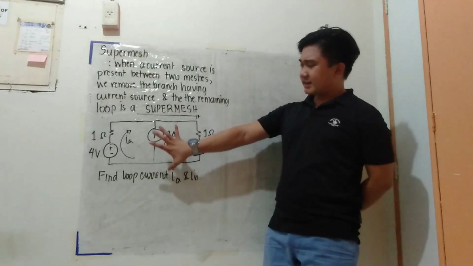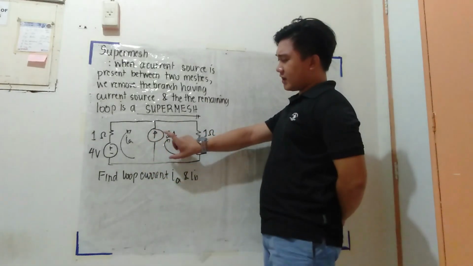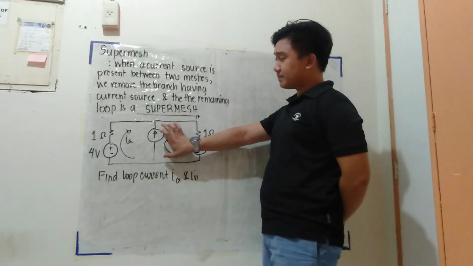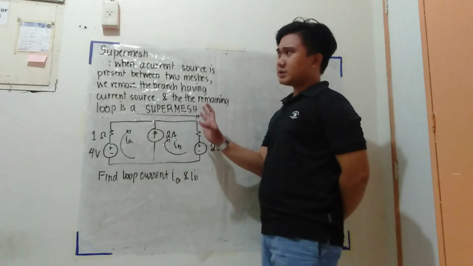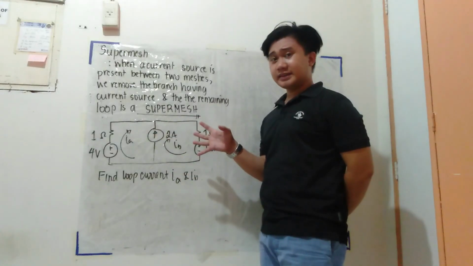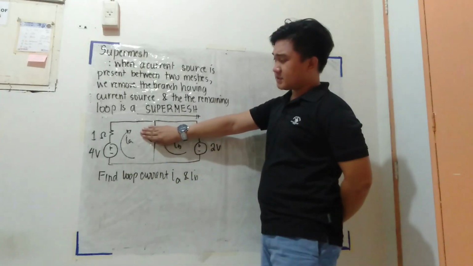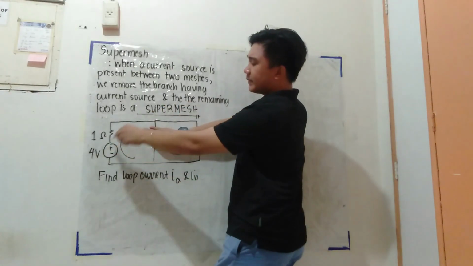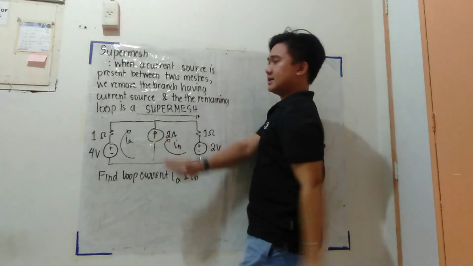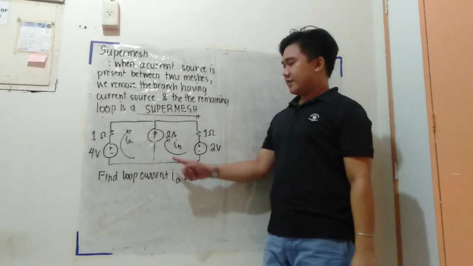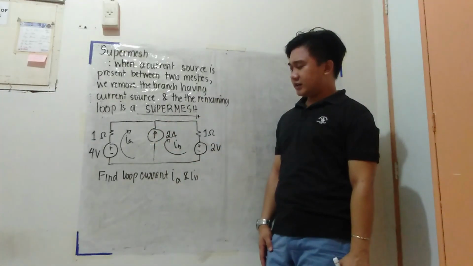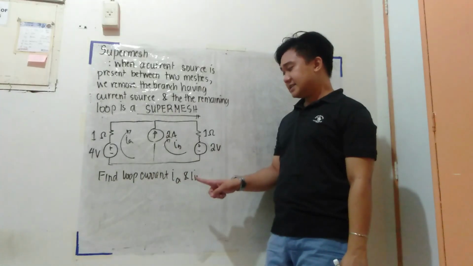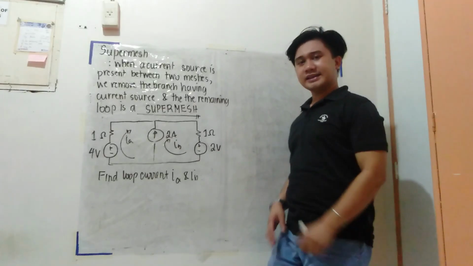In this circuit, as you can see, I have here an independent current source in this branch. So, a supermesh is being created when you're going to open this branch. So, kapag inopen ko to, itong buong to, ang tawag na doon ay supermesh. So, I have here a sample circuit and we are asked to find loop current or mesh current IA and IB. So, paano natin yan isosolve?